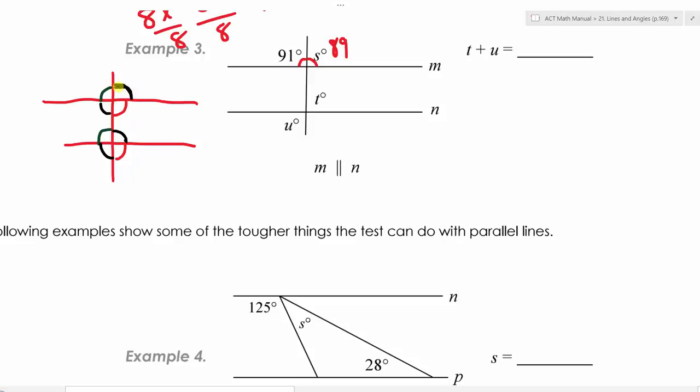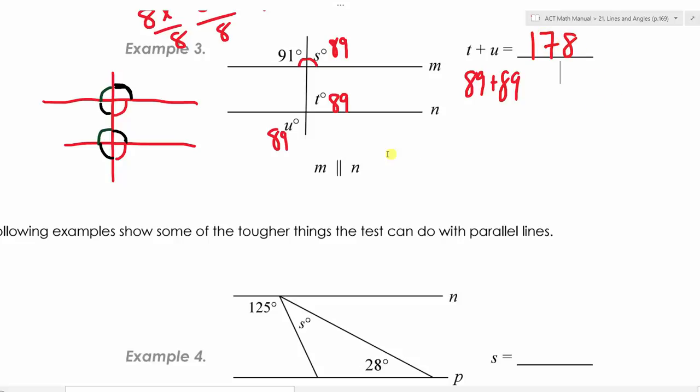So this black angle and this black angle, they correspond, and that would be the S and the T. So the T is also 89, and then the U, since it's vertical to the T, would be 89. T plus U is 89 plus 89, which equals 178.